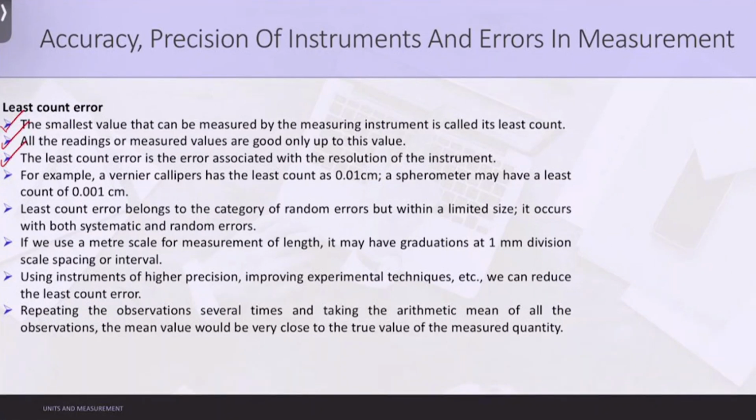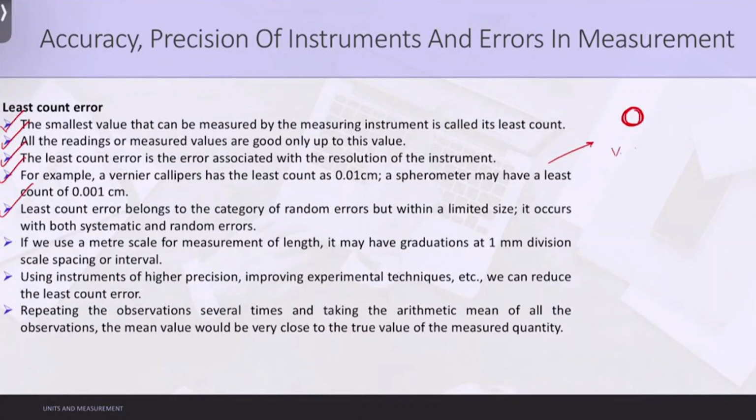For example, a vernier caliper has a least count of 0.01 centimeter. A spherometer may have a least count of 0.001 centimeter. Least count error belongs to the category of random errors but with limited size. It occurs with both systematic and random errors. So first of all, let me try to explain the example. Let us say we are trying to capture the distance or the diameter of this ball.